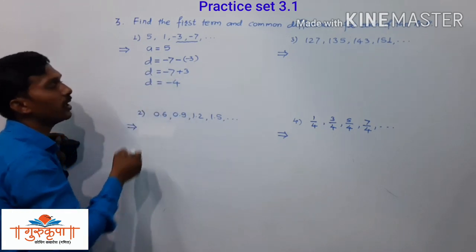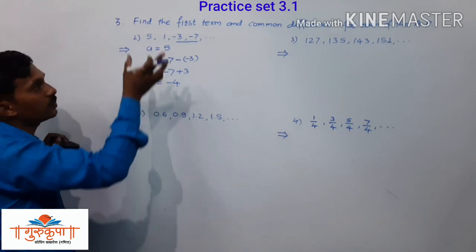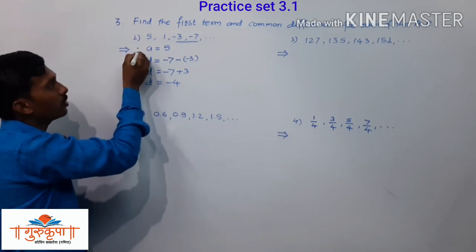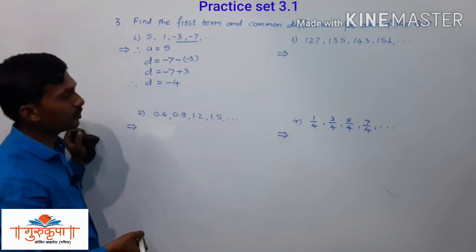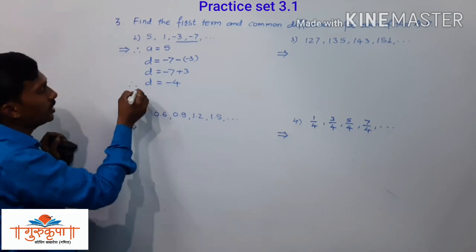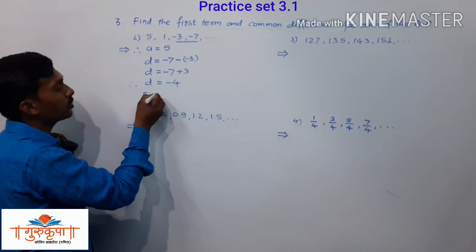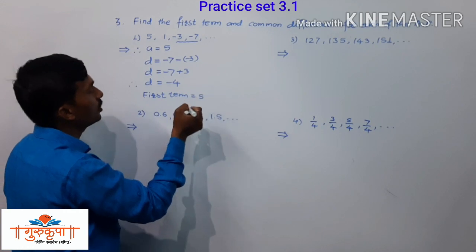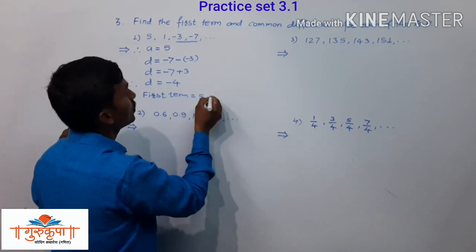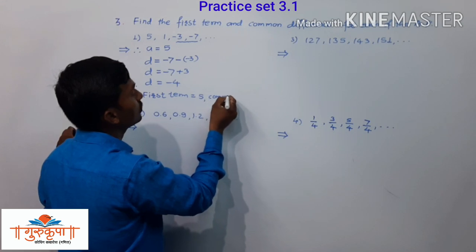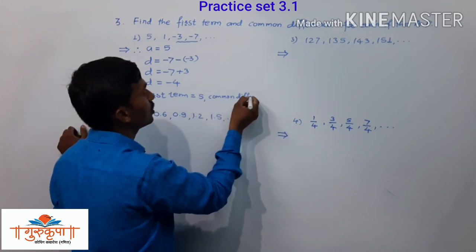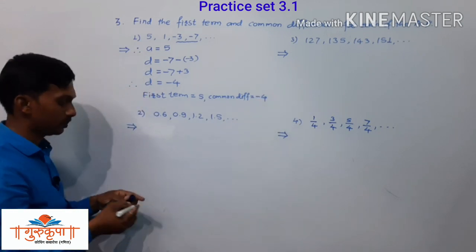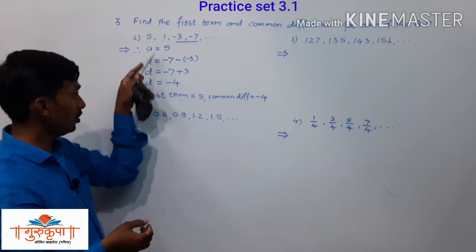A is equal to 5, and D is equal to minus 4, that is first term is 5 and common difference is minus 4. We get the answer of both the questions, first term and common difference. You can write in words, that is first term is equal to 5 and common difference is equal to minus 4. This is all about the first example.